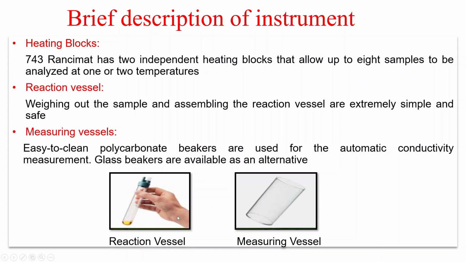Now, if we see some brief discussion, the heating block of the model 743 Rancimat has 2 independent heating blocks that allow up to 8 samples to be analyzed at 1 or 2 temperatures. I have already told you, 2 heating blocks are there, and 8 samples can be analyzed simultaneously. The reaction vessel, I have told you, looks like this, and weighing out the sample and assembling the reaction vessel is extremely simple and safe. Here we are keeping the sample. Here a ghee sample has been taken. We can take 3 gram, 6 gram or 9 gram, and we have to optimize the quantity of sample to be taken for each category of sample.